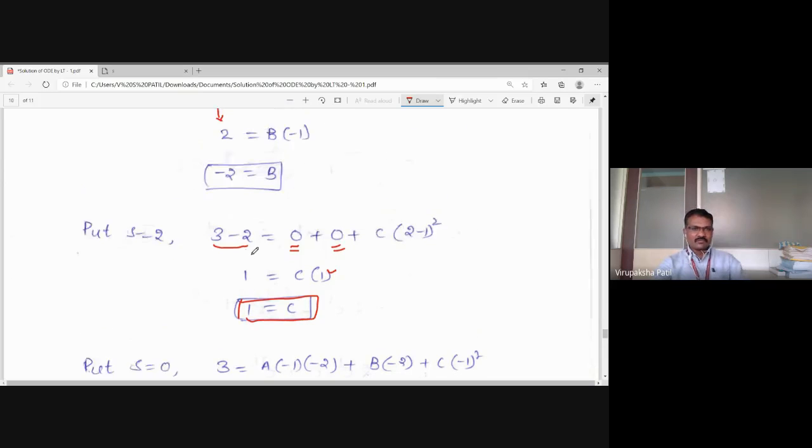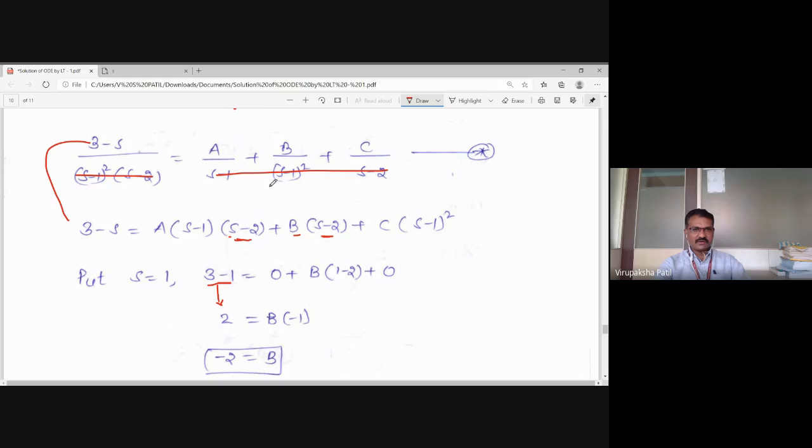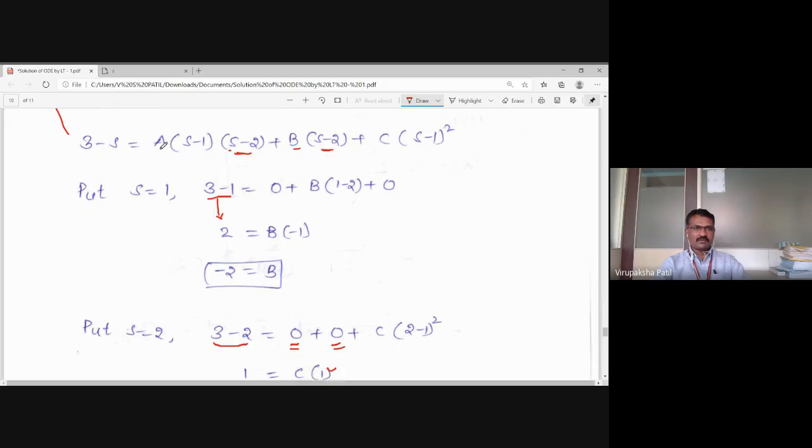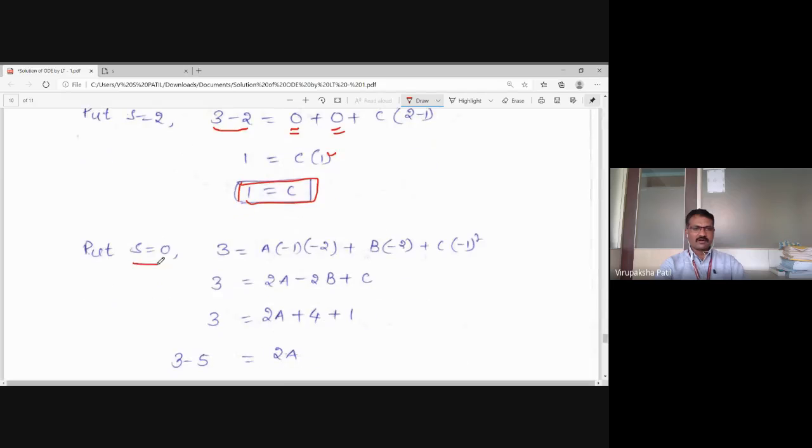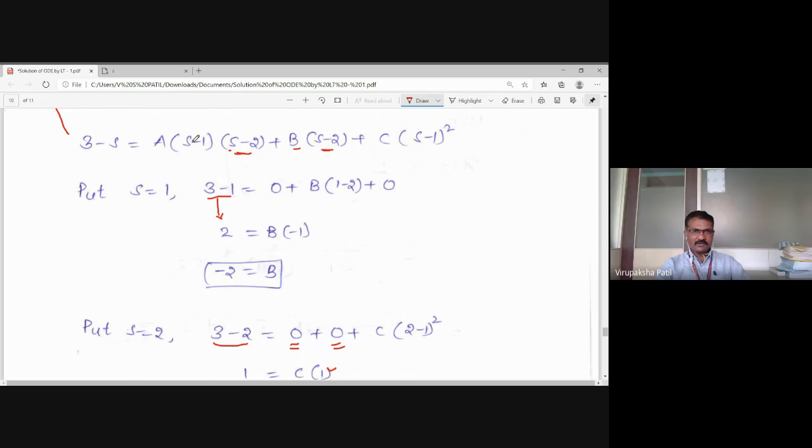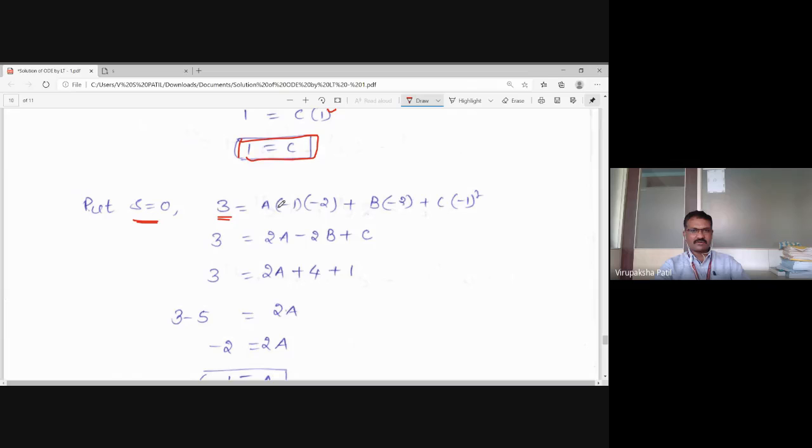Once you get b and c value here, come back to this equation. So we will try to get the value of a. For that purpose, let us put s is equal to 0. If you put s is equal to 0, you will get 3 into 3, a into minus 1, because 0 minus 1, it becomes a into minus 1 into minus 2, plus b into minus 2, plus c into minus 1 whole square. So you can write this one as a into minus 1 minus 2 plus b into minus 2 plus c into minus 1 whole square.